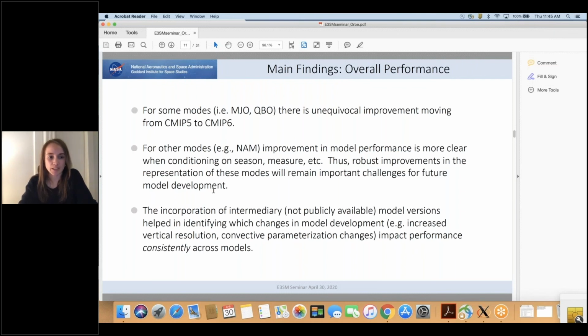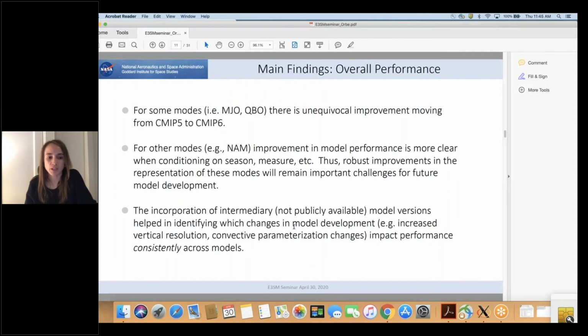And so then finally, we found that it was very useful to incorporate intermediary simulations from the different modeling centers, as this was an attempt to identify if the improved model fidelity was actually a consistent response to similar changes across modeling centers.